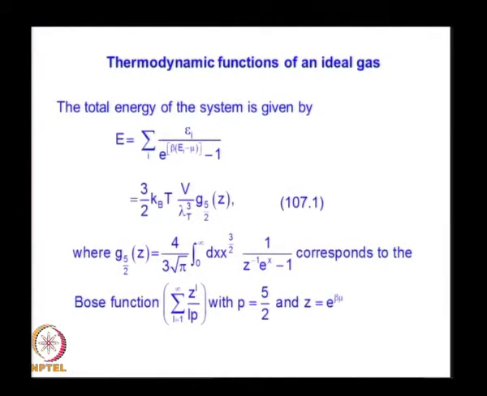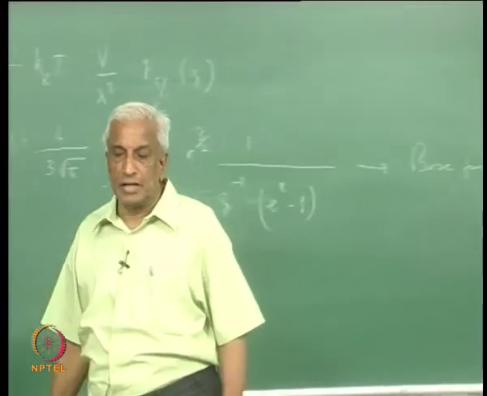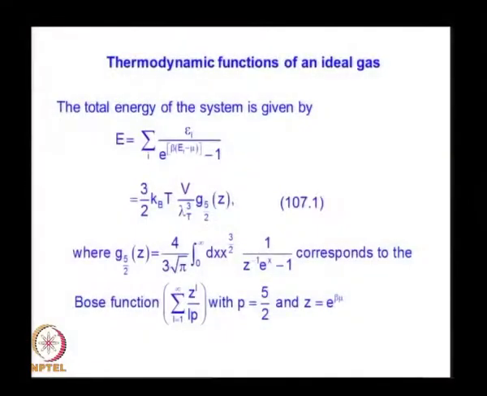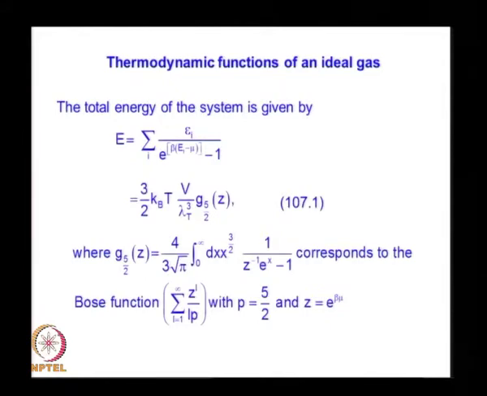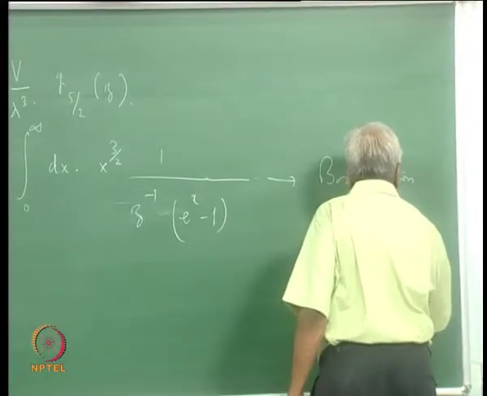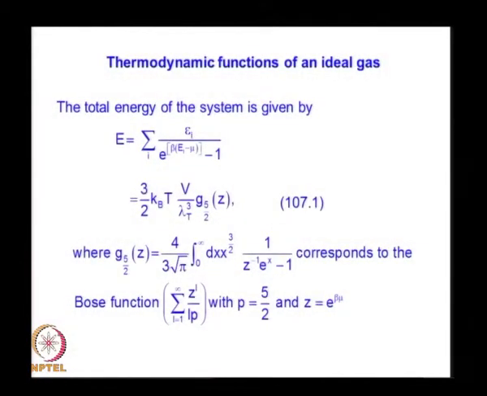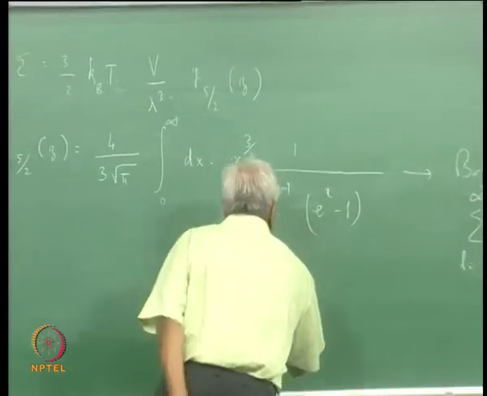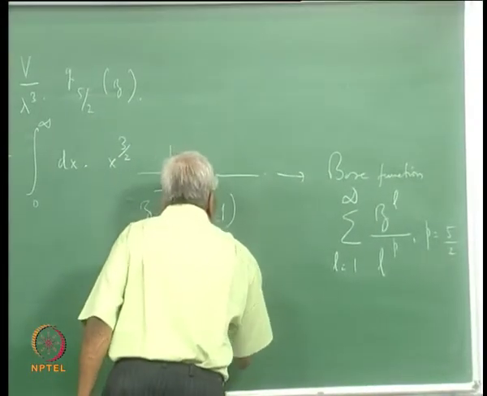This is the Bose function, which we discussed in terms of the Riemann zeta function in the lecture, and has the value sum over l of z^l / l^p, with p equal to 3/2, and the summation is over l. And z is e to the power βμ.